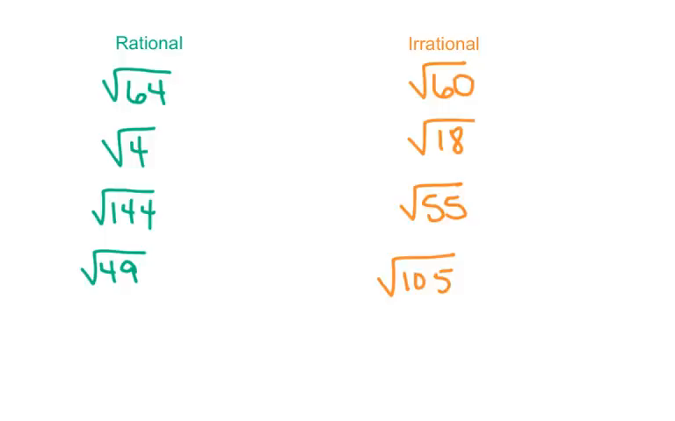All of the radicands in the irrational number list are not perfect squares. On the rational side, all of the radicands are perfect squares. So when you take the square root of a whole number, you can know if it's rational or irrational by knowing if the radicand is a perfect square or not.